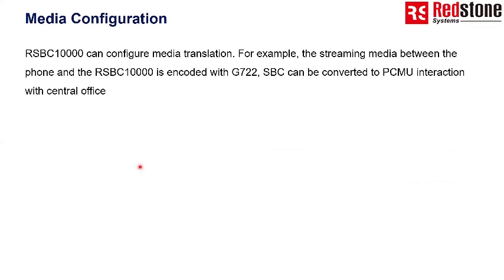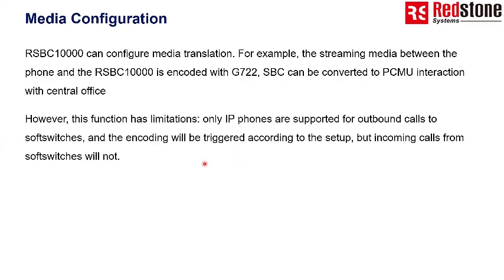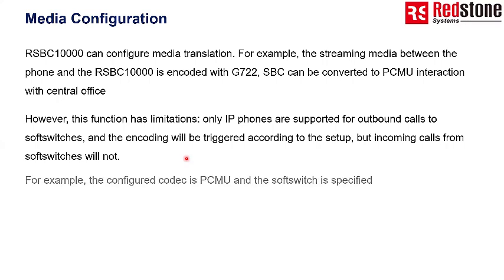Okay, so here is the media configuration. For example, the streaming media between the phone and the RSBC 10,000 is encoded with G722. The SBC can convert it to PCMU for the central office. However, there are limitations: only IP phones are supported for outbound calls, and incoming calls from the soft switches do not use those codecs.